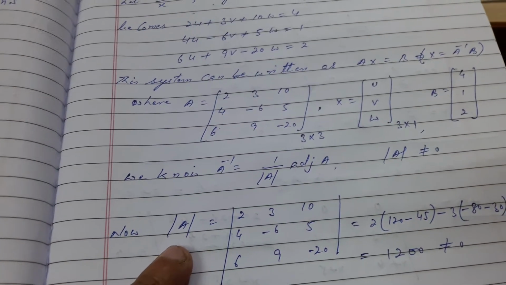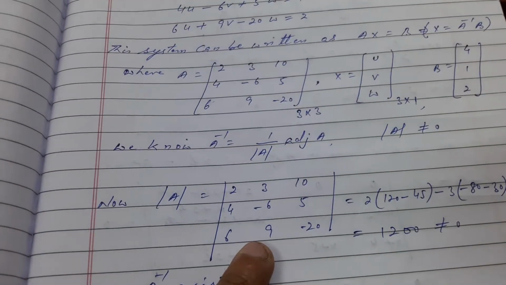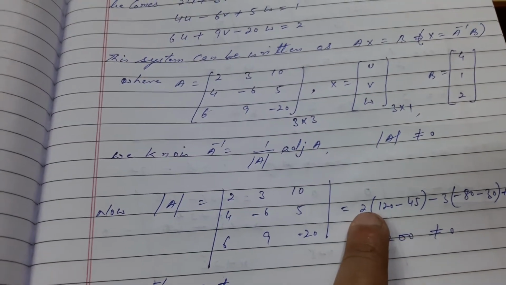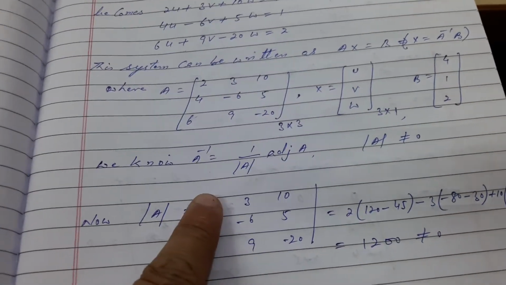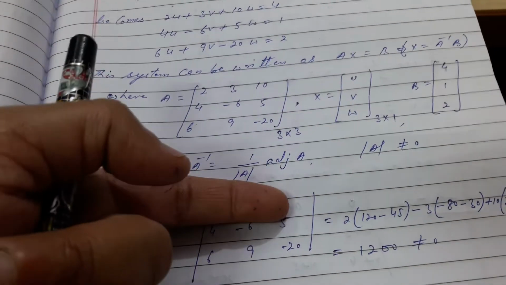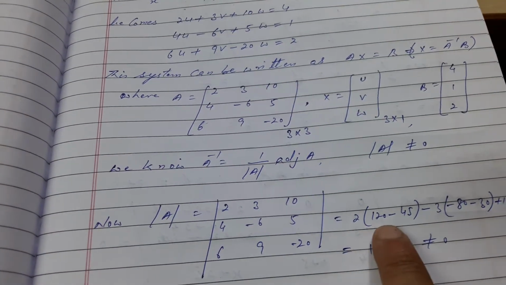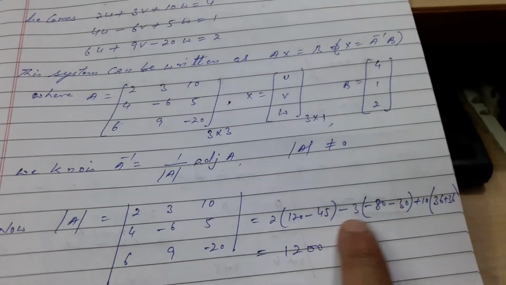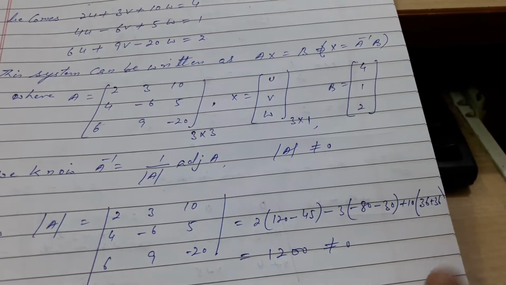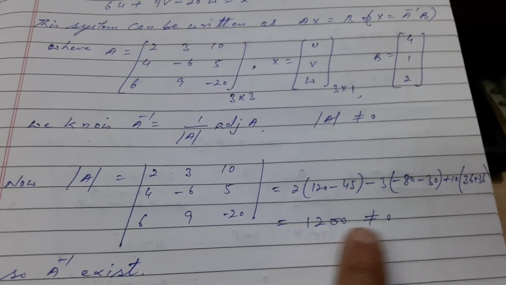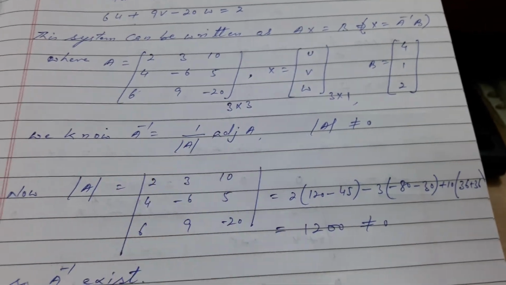After this, let us find the determinant of A. You know how to find a determinant; I think everyone knows this. I am eliminating by the first row and first column, so these two remain the same. By eliminating the first row and first column, you see this is 2 into (120 - 45), similarly minus 3 into (-80 - 30), plus 10 into (36 + 36), and that becomes 1200. And see, this is non-zero. So non-zero means now A inverse exists.